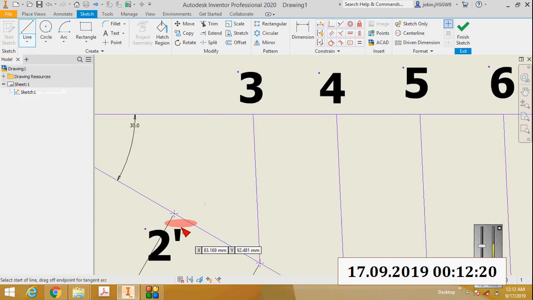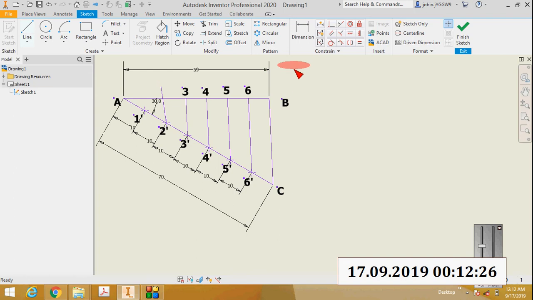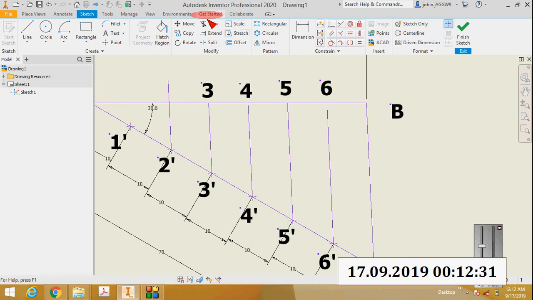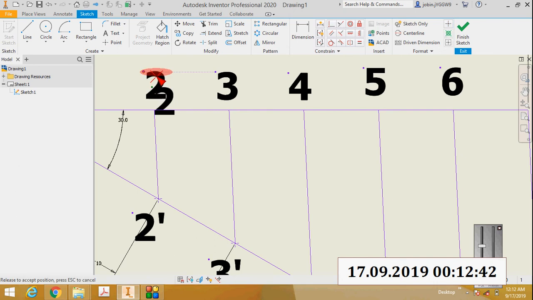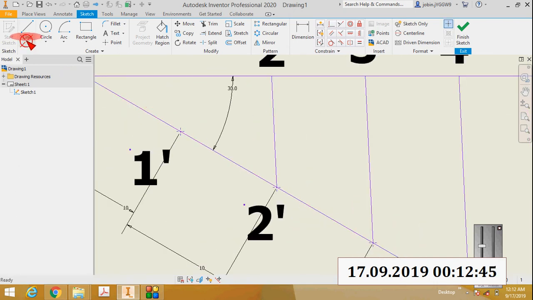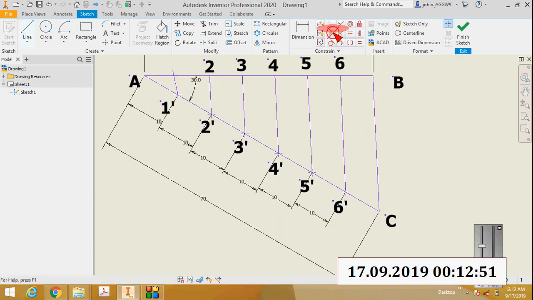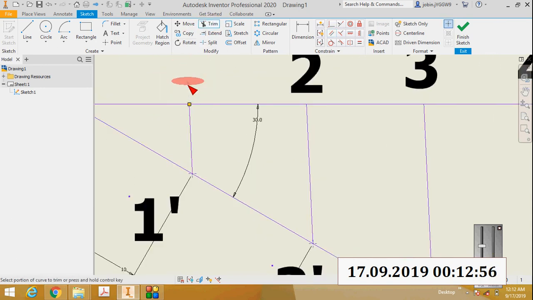Then from 2 dash draw another line, and that line is parallel to BC, and name this point as 2. Then from 1 dash draw a line, and that line is again parallel to BC, and name this point as 1.